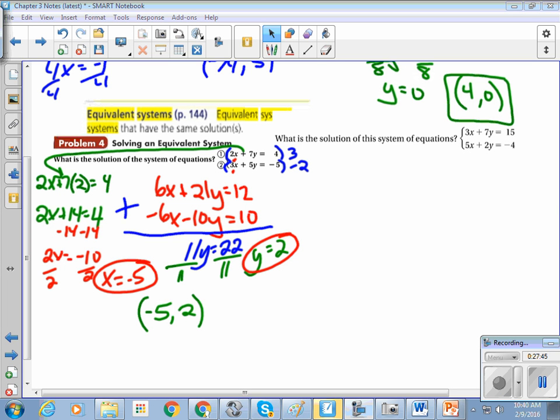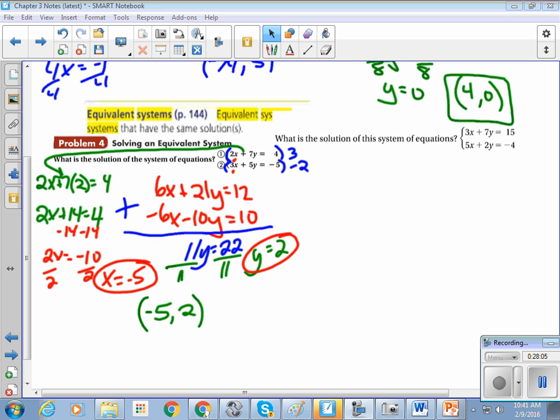We have 3x plus 7y equals 15, and 5x plus 2y equals negative 4. So I could either go 5 and 3 or 7 and 2. What do you guys prefer? It's fielder's choice today. Let's do 7 and 2.